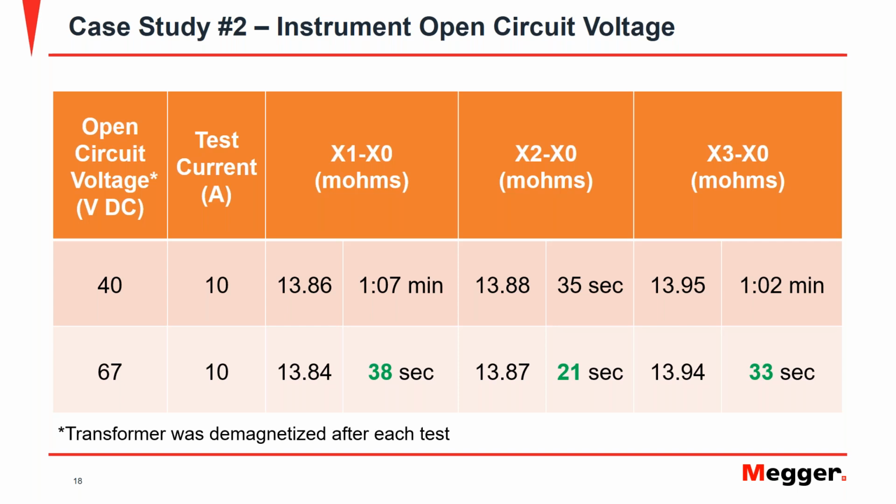For the A phase, that is the X1 through X0 measurement, we measured 13.84 milliohms in 38 seconds. For the B phase, we measured 13.87 milliohms in 21 seconds. And for the C phase, we measured 13.94 milliohms in 33 seconds. So you can see that there's a dramatic shift, especially in the A and the C phase, in how long it took to measure the same resistance with the same test current but now using a higher open circuit voltage.